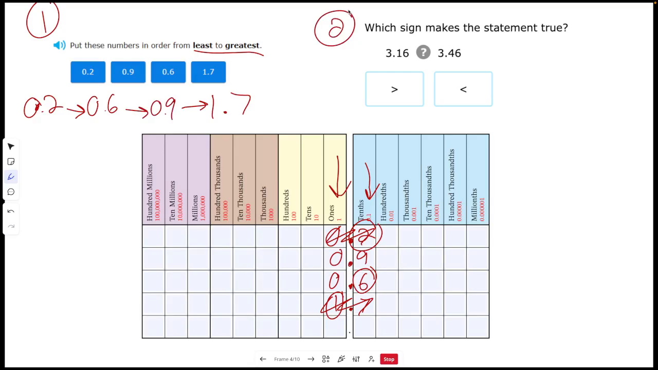For number 2, these are inequality symbols. This is something that we covered in the previous lesson. And so 3.16, 3.46. If there's two decimal places, you could think of money, like $3.16, $3.46. That is one way to do it.